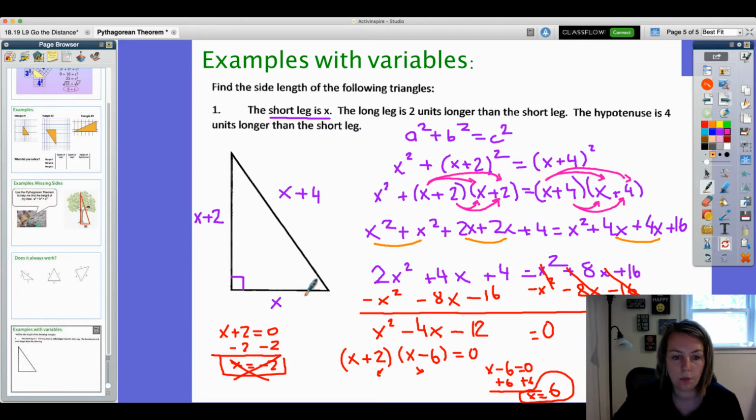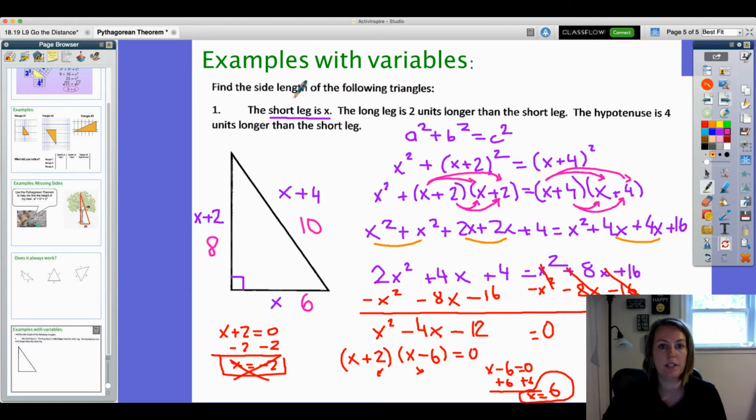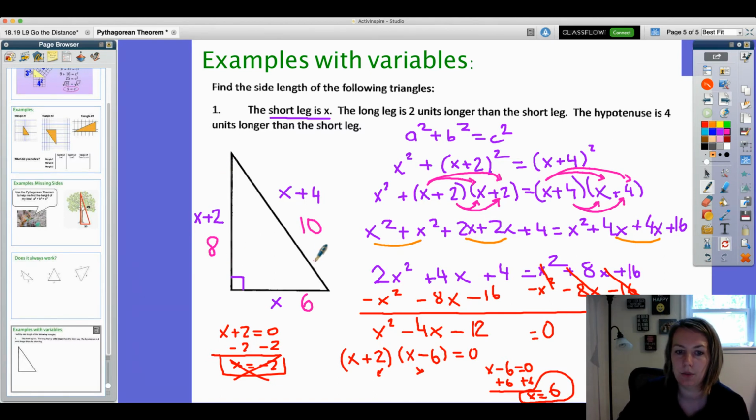Okay, so that means that my x right here now is 6. So this would be 6. And then 6 plus 2 would be 8. And 6 plus 4 would be 10. Which then I can go ahead and answer the question for the side lengths of the following triangle, which are also called my legs. So it'd be 6, 8, and my hypotenuse would be 10.